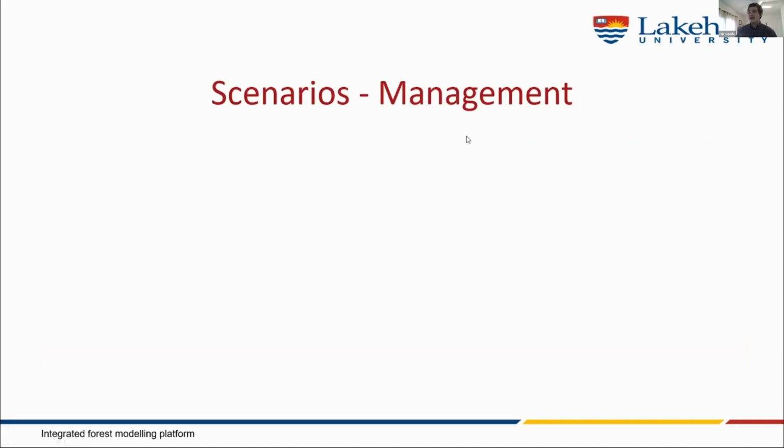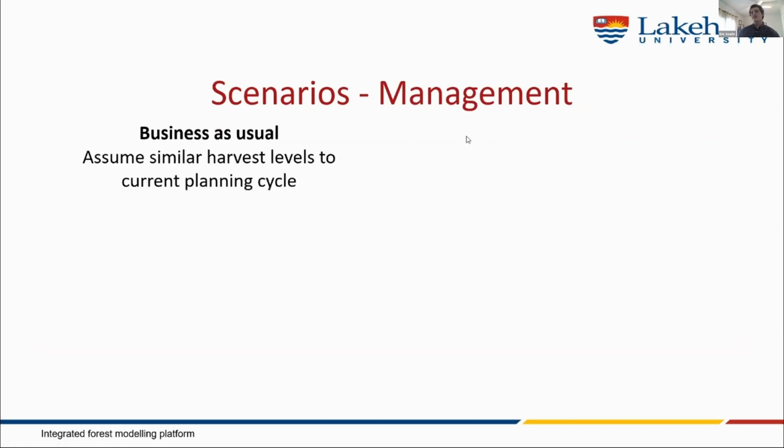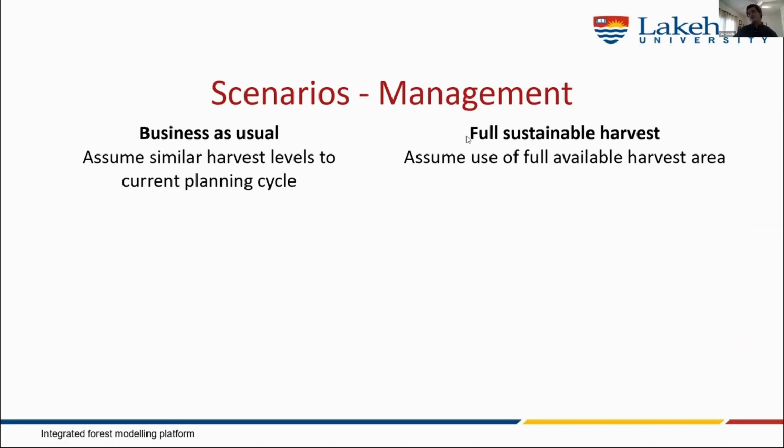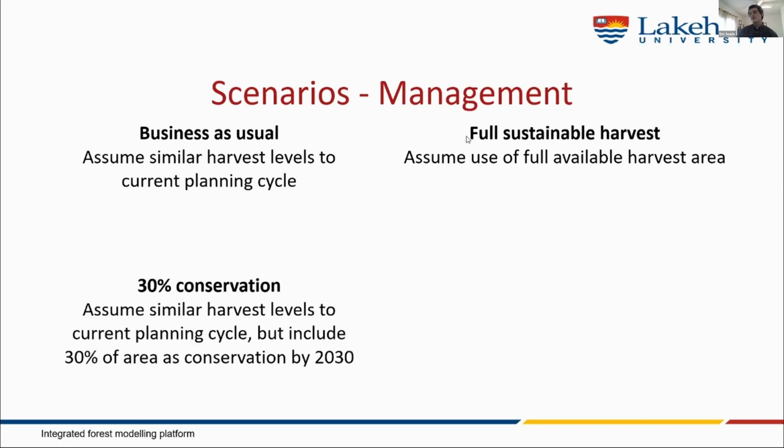For management, we have right now 4 scenarios, but this is a section that we as the modeling team, and Connor specifically, are really looking for some feedback on. The first is business as usual, once again assuming similar harvest levels to the current planting cycle, just to provide us a baseline. Then we're looking at a full sustainable harvest, so here assuming the use of full available harvest area.